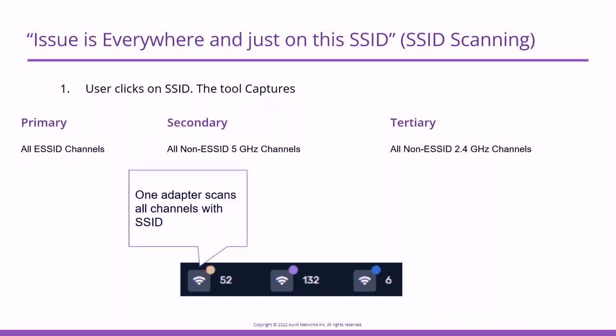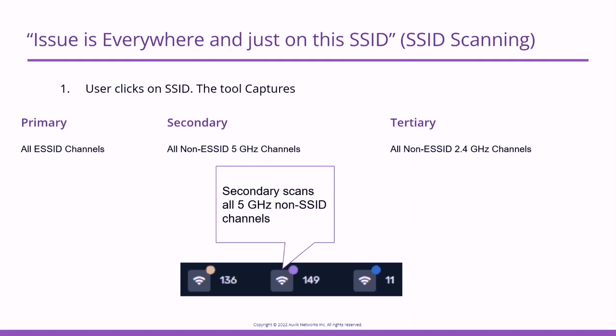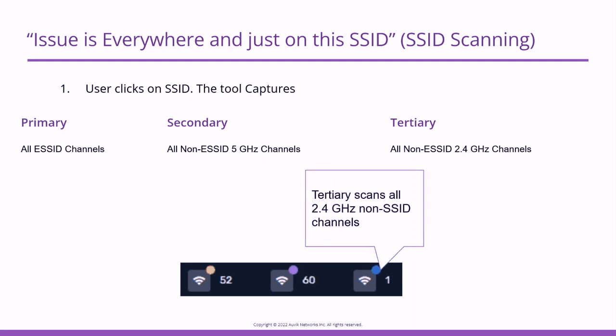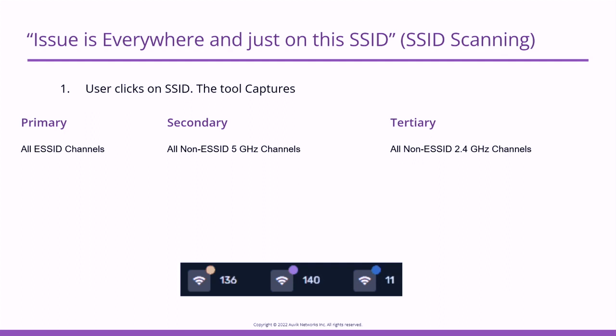So if a user says the issue is everywhere just on this SSID, that's an indication that you should probably walk around and see if you can capture things on that SSID. That's all you have to do, just click on an SSID. Then we'll set the secondary channel to scan 5 gigahertz non-SSID. And if you have 2.4 gigahertz channels enabled, we'll scan those.